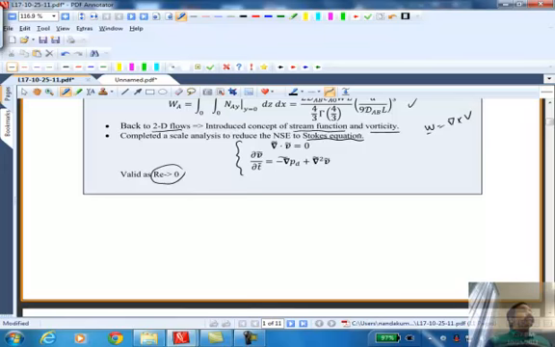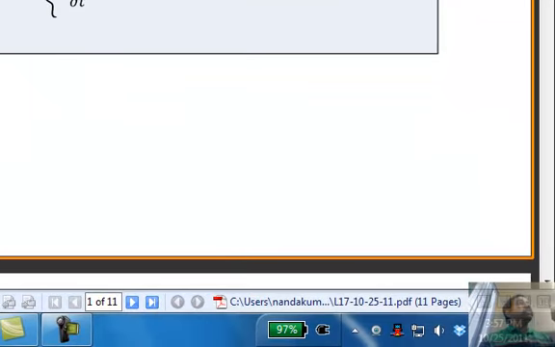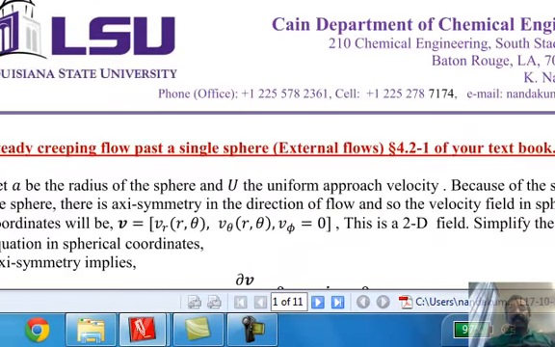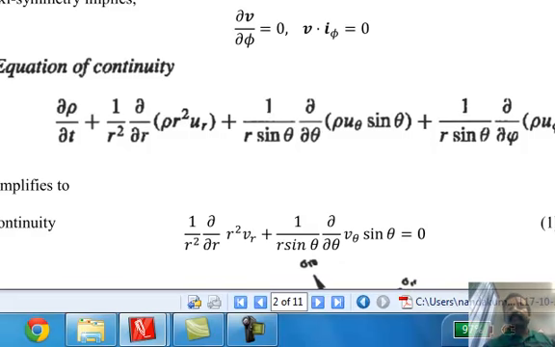There are two books that are entirely devoted to the solution of this. Okay? But we are going to just look at one problem. And that problem is flow past a single isolated sphere in an infinite medium. And this is example 4.2-1 from your textbook, Bird, Stewart and Lightfoot.